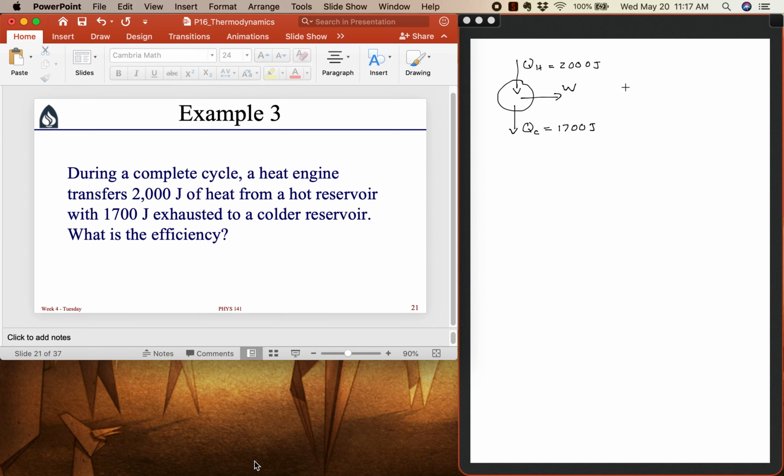So one of the expressions we have for efficiency is 1 minus QC over QH, where all of these heat quantities are positive. So that would be 1 minus Q sub C is 1,700 joules, and Q sub H is 2,000 joules, and so that gives us an efficiency for our engine of 0.15, and it would also be correct to say that our engine is 15% efficient.